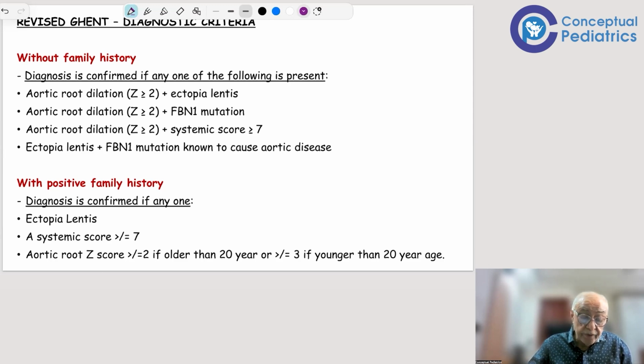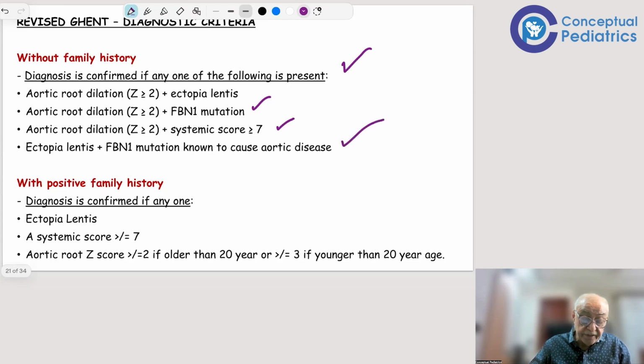Basically, the revised Ghent criteria are as follows. Without a family history, because it is autosomal dominant, the diagnosis is confirmed if any one of the following is present: aortic root dilatation with Z score more than 2 plus ectopia lentis, aortic root dilatation plus FBN mutation, or aortic root dilatation plus a systemic score of more than 7. So that is the diagnostic criteria without the family history. And if you have ectopia lentis with a mutation known to cause aortic disease, even then, without the family history, this is diagnostic of Marfan syndrome.